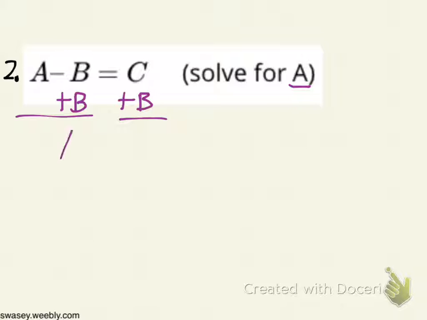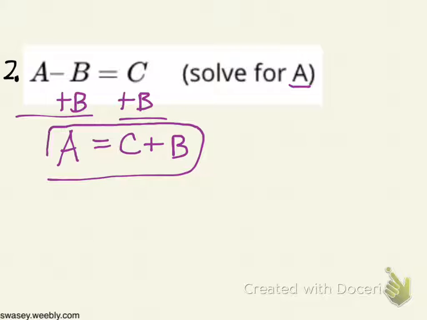Now c and b are not like terms. We can't combine them into a single term. So we'll just write a equals c plus b. If you wanted to change it to b plus c, that's fine, because addition has commutative property, so you can add in any order.